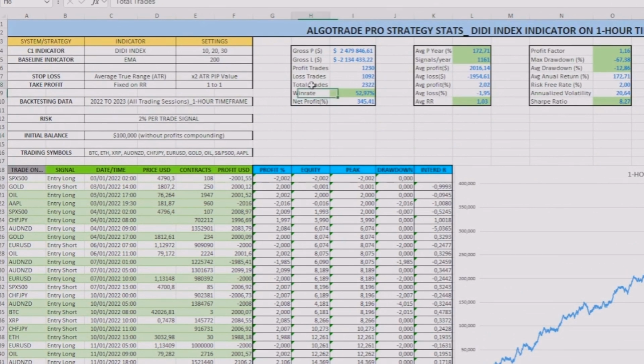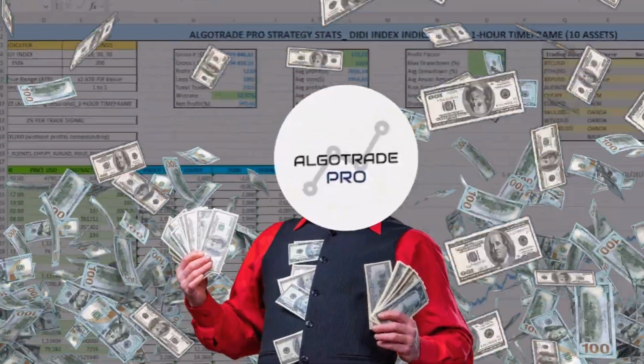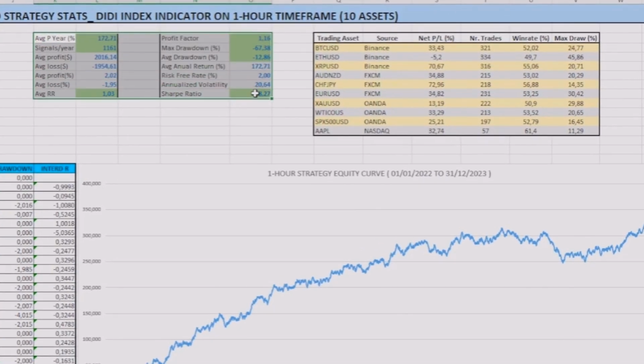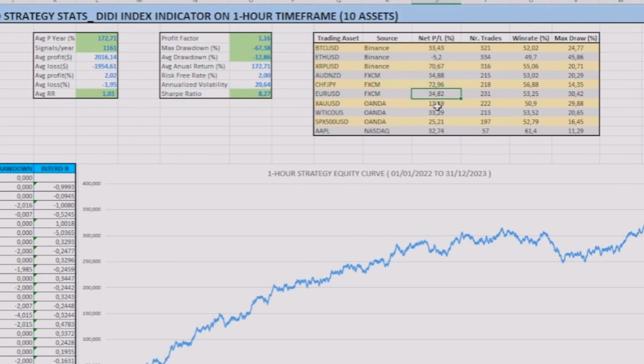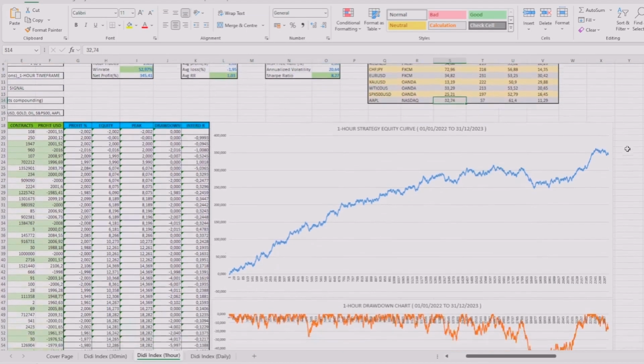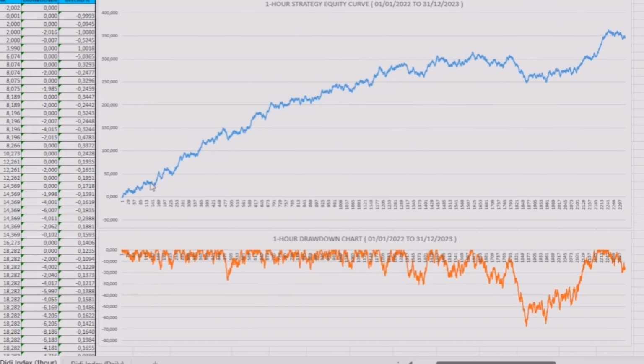Here, after 2,300 trades, the indicator achieved a win rate close to 53% with a net profit of 345%, which was a solid return. Here you can find other important metrics and the results from every asset, where you can see that with the exception of Ethereum, all of our assets had great results. Below, you can find the final equity curve, which was highly consistent for a simple strategy like this one.